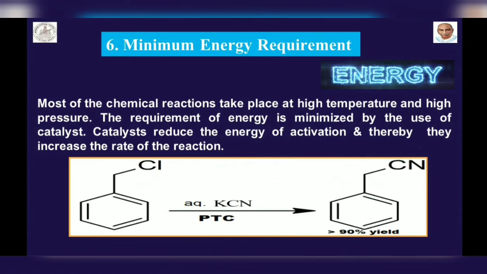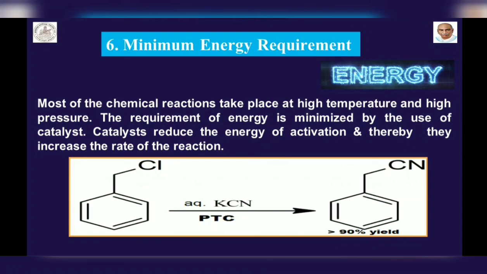The sixth one is minimum energy requirement. You know, energy is essential to carry out a reaction. Most chemical reactions take place at high temperature and high pressure. The requirement of energy is minimized by the use of a catalyst. Catalysts reduce the energy of activation and thereby increase the rate of reaction. A typical example is given here.